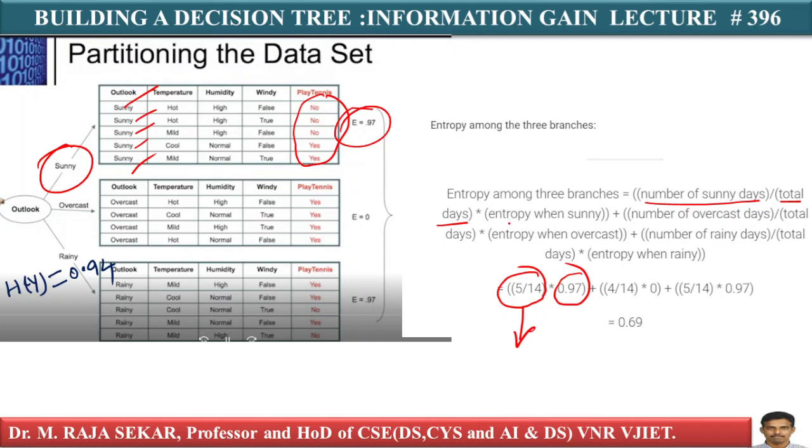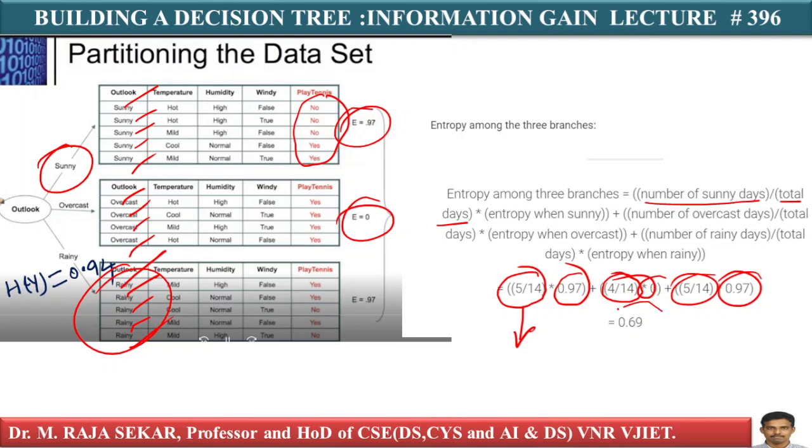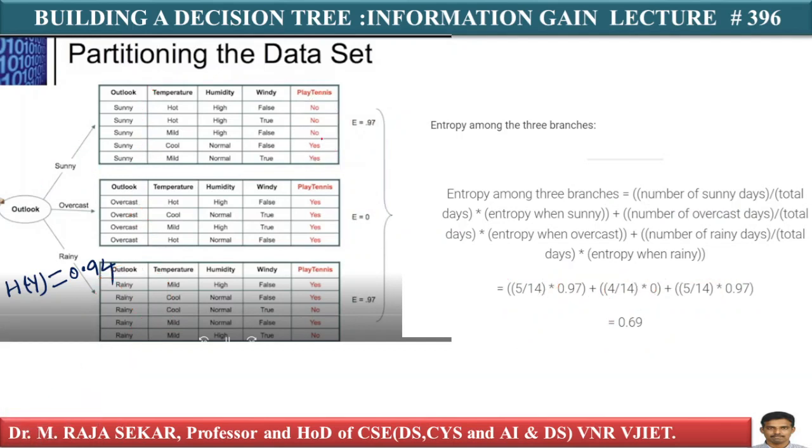In similar manner, the number of overcast days: 1, 2, 3, 4. There are 4 overcast days. Total number of days 14, into its corresponding entropy 0. Again, how many rainy days? 1, 2, 3, 4, 5. Total 5 by total 14 into its corresponding entropy. This I can say is the weighted entropy among 3 branches. What is this? 0.69. That's what we were saying, 0.69, isn't it?